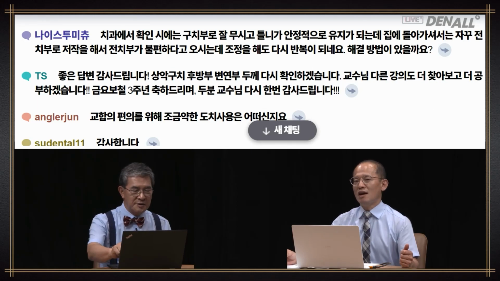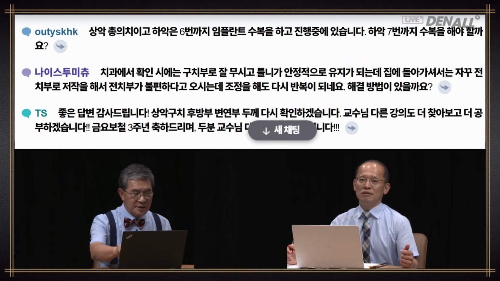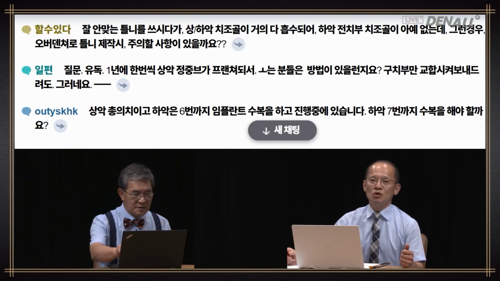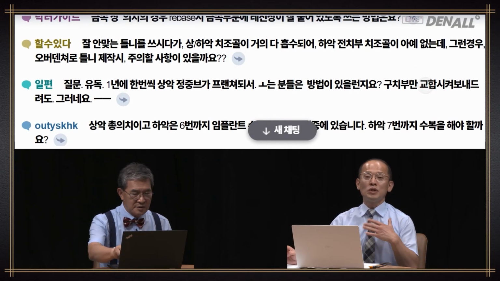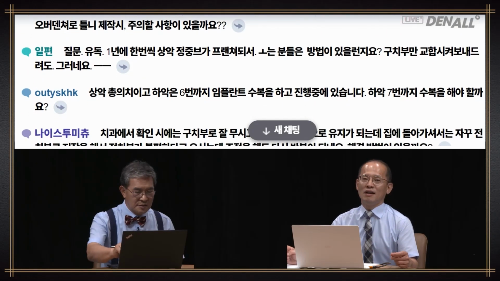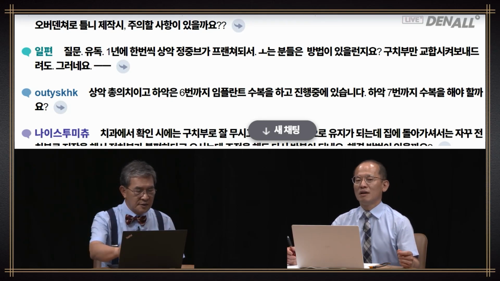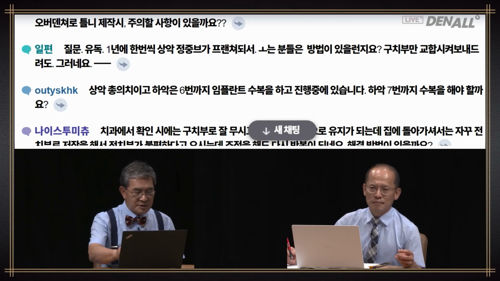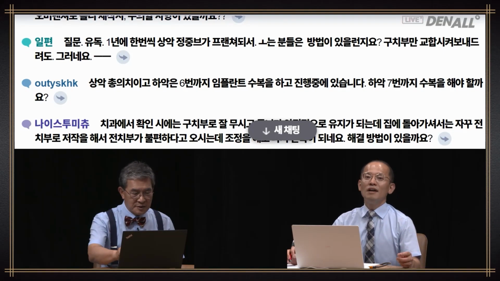So an implant-assisted RPD is what you're talking about. Yes, I think that might be the better approach. That's my subjective opinion. So as was asked, is there anything to watch out for? Not really. You just follow the conventional protocol.